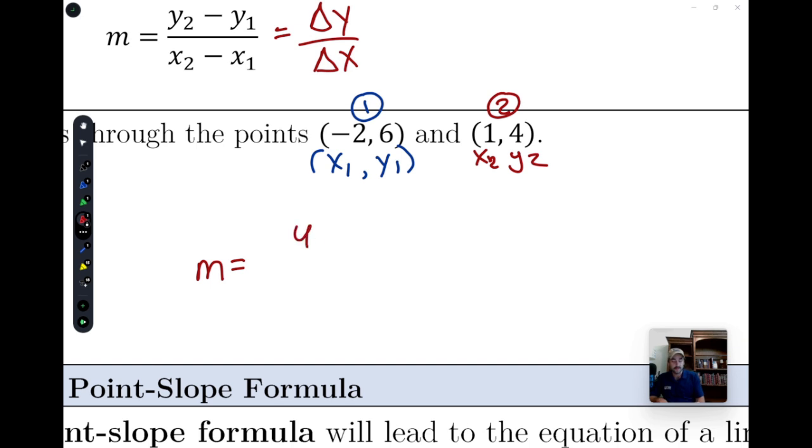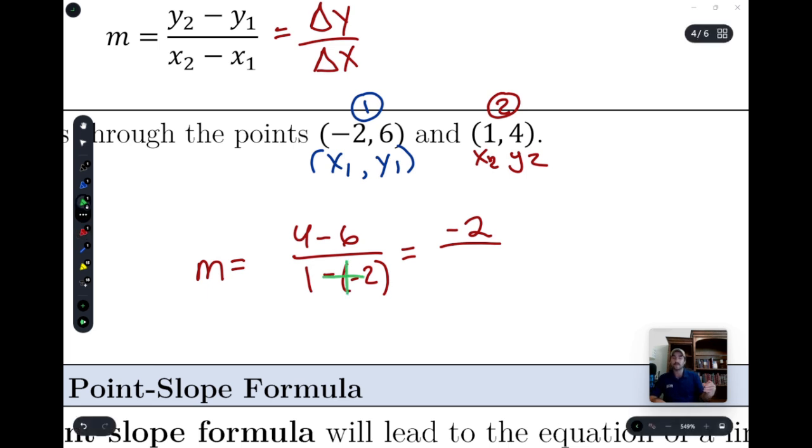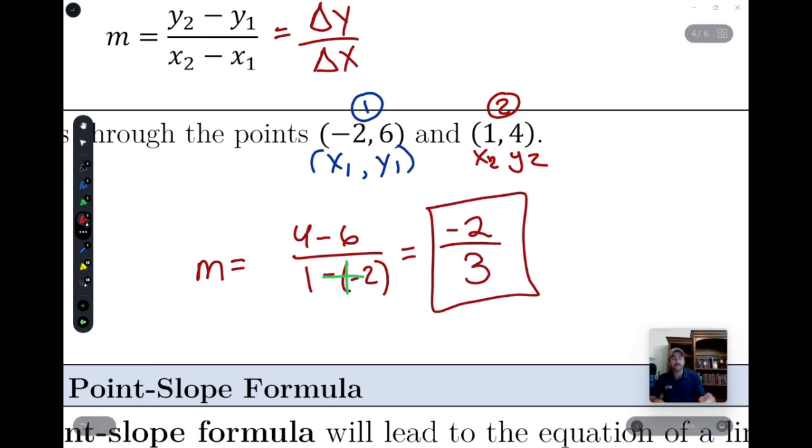So m is going to be 4 minus 6 over 1 minus, careful with this negative sign, I'm going to throw some parentheses around it so I can be careful with it. We end up with -2 over 1 minus -2. If you've ever seen that big plus sign that sometimes people make, it's going to end up with 3. And so our slope is -2 over 3, or it goes down 2 and to the right 3.